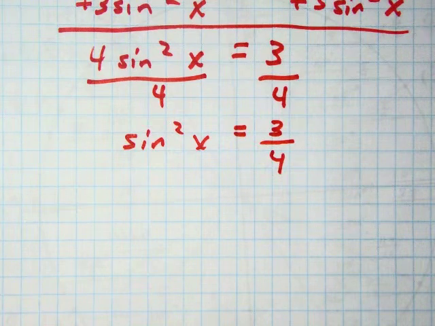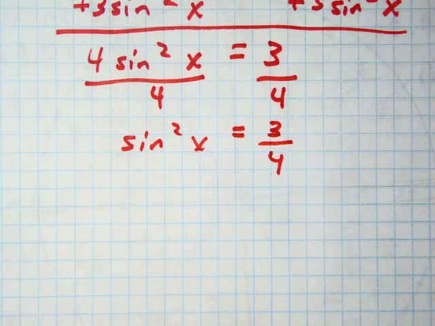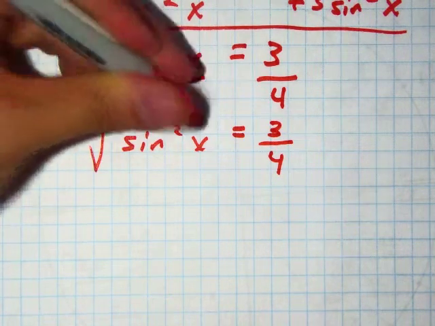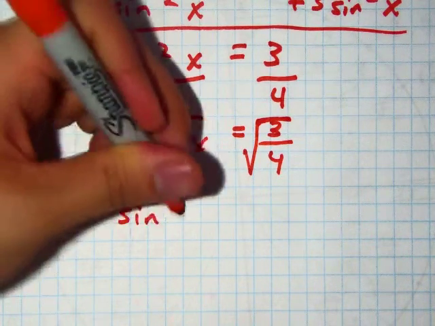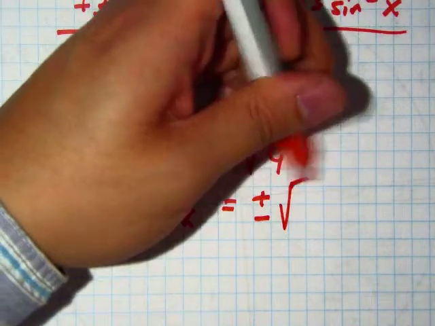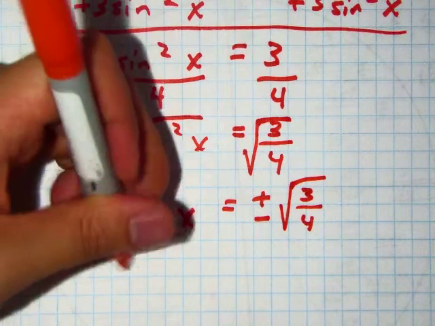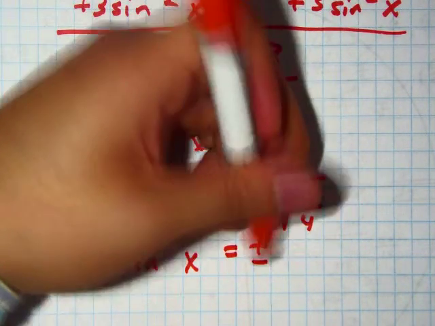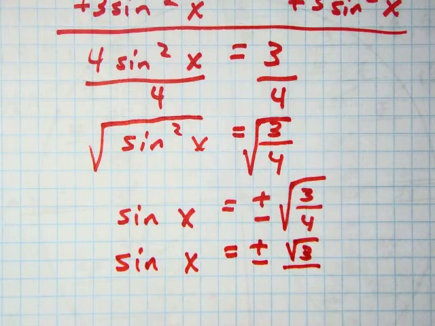Okay, I'm almost done. Now I have sine x squared. That's another way I can look at it: sine x quantity squared. So to get rid of a square, I'm going to square root both sides. When I take the square root, I'm going to be left with sine x, and I have to say plus or minus the square root of 3/4. Okay, let's simplify this radical a little bit. The square root of 3/4 is just the square root of 3 over the square root of 4. Well, the square root of 4 is 2.